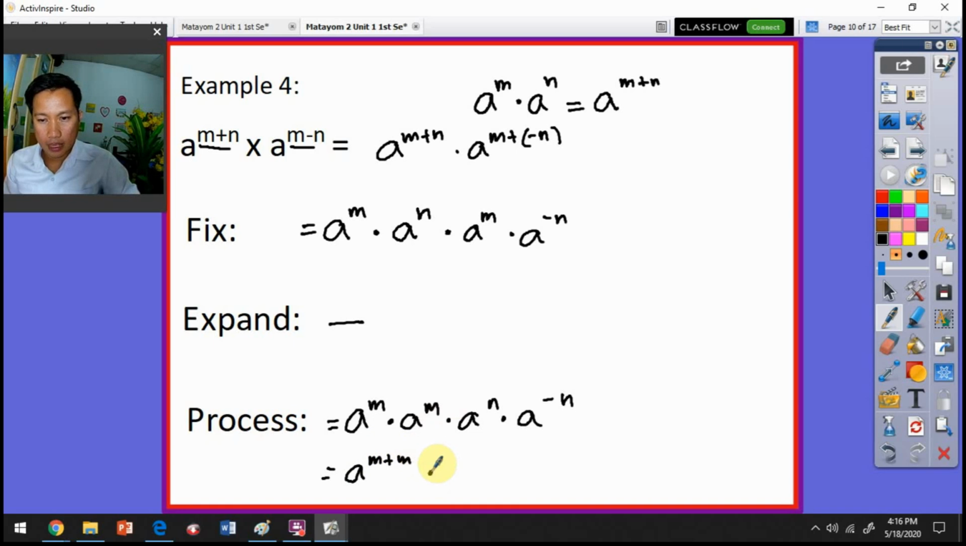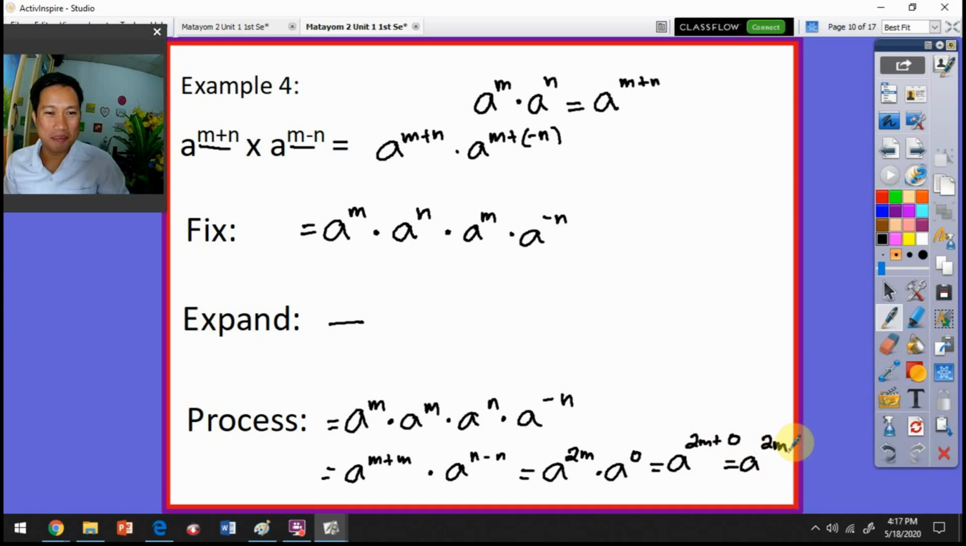Alright, times a to the n minus n. Oh, alright, we have a to the power of 2m times a to the power of 0. Since we haven't learned a to the power of 0 yet, we will not simplify it right away. Since they have the same base, 2m plus 0 is equal to 2m.